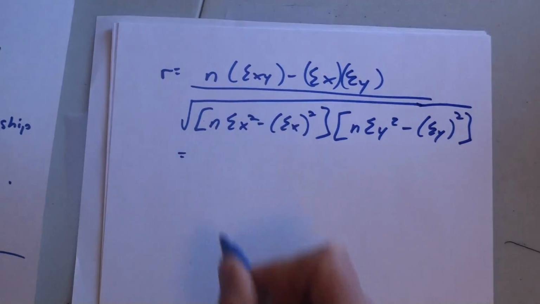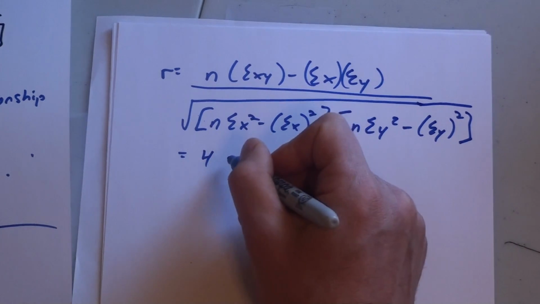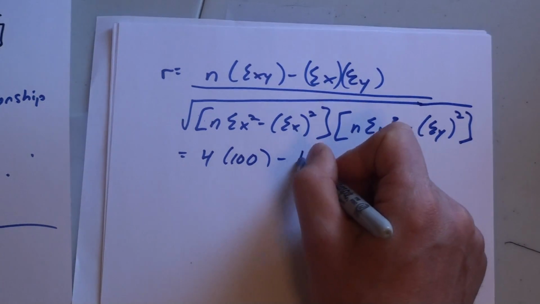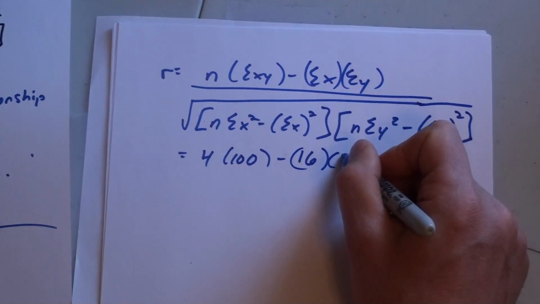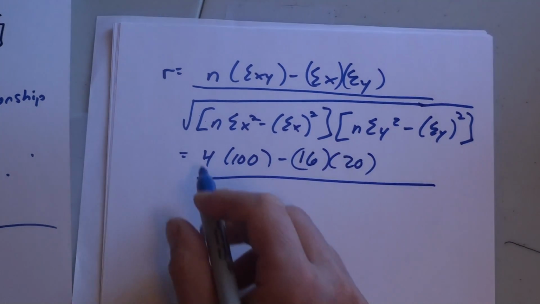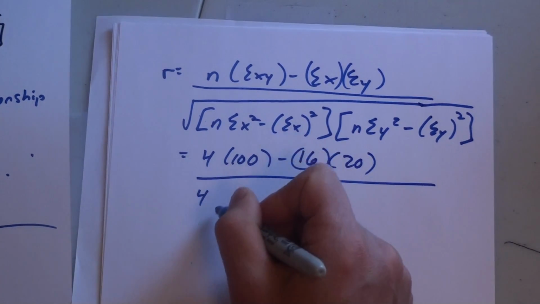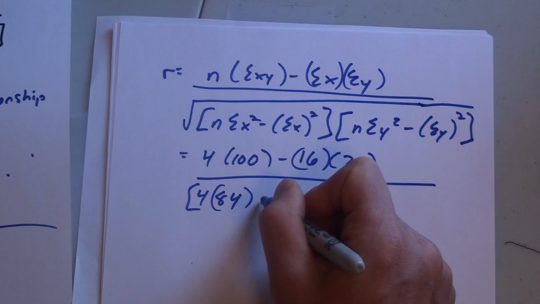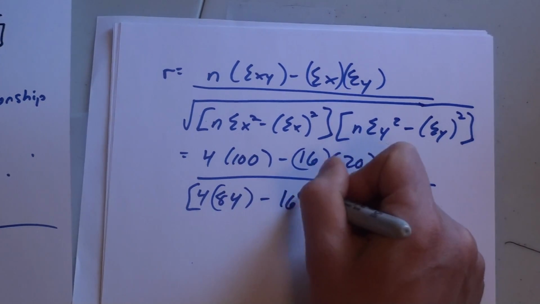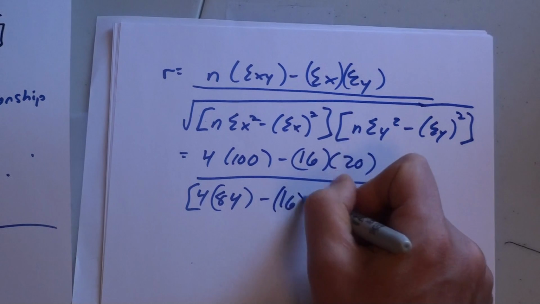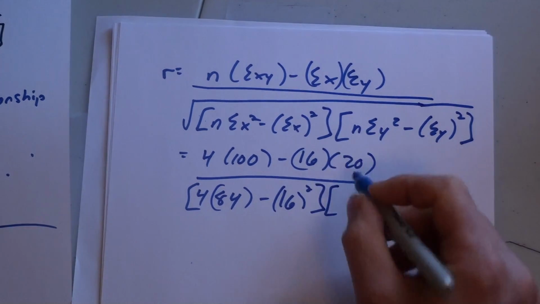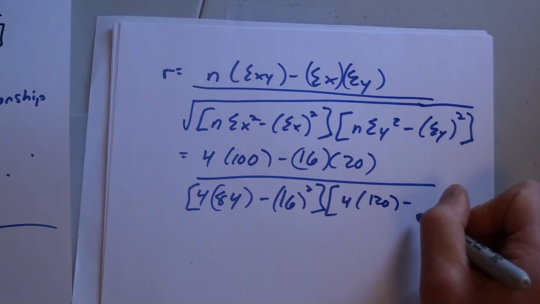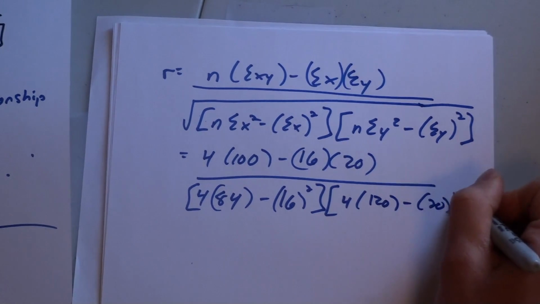Okay, so I can start putting in the values from my table. My n value is 4. My summation of xy that I found in the table was 100, minus my summation of x, which was 16, and my summation of y, which is 20. Okay, then I'm going to have my n again being 4. Summation of x squared was 84, minus the summation of x, which is 16, and that value needs to be squared. Do the same thing with my y, so my n was 4, my summation of y squared was 120, minus the summation of y, which is 20, and I want to square that.